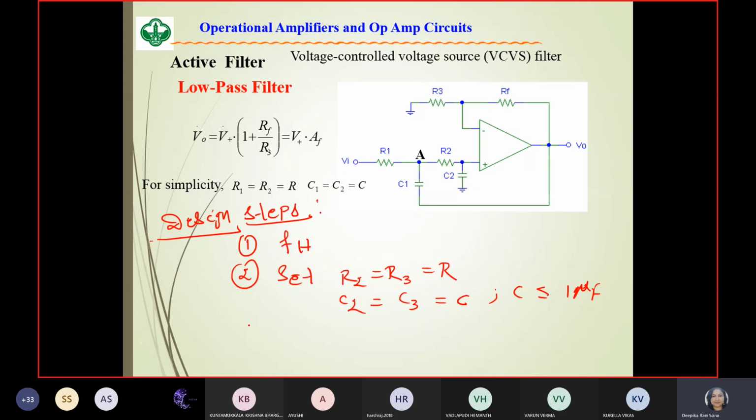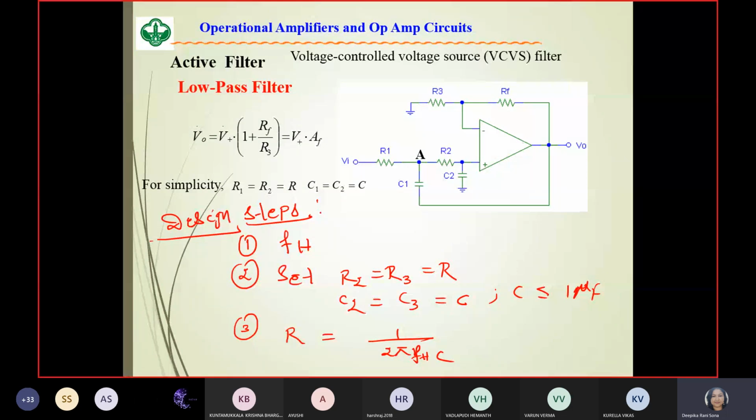Okay, then calculate the value of R by using the formula R equal to 1 by 2 pi FH C, because FC equal to 1 by 2 pi RC only. So here R can be calculated as 1 by 2 pi FH C, and the FH formula you know for this, guys: 1 by 2 pi square root of R2 R3 and C2 C3.